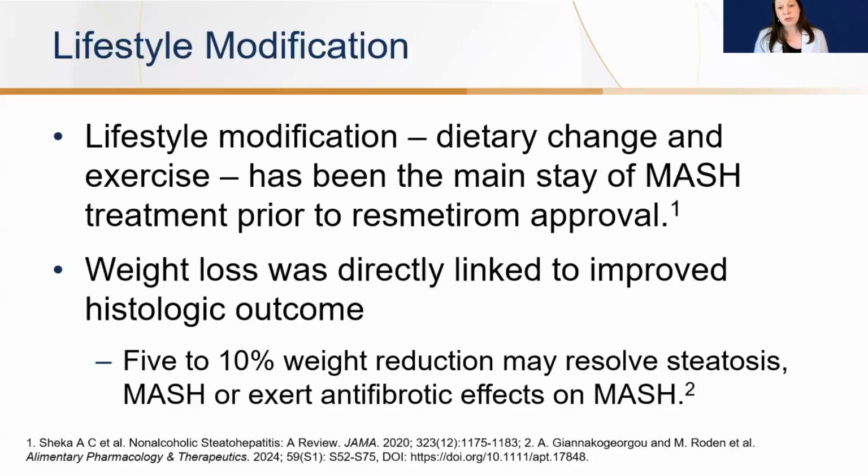Dietary change and exercise have been the only options that we've had up until the recent approval of resmetirom. So it's still something that we want to be able to recommend to our patients. And as Albert doesn't meet criteria to use resmetirom right now, as he does not have stage 2 or 3 fibrosis, we really want to focus on those typical lifestyle modifications with him today.